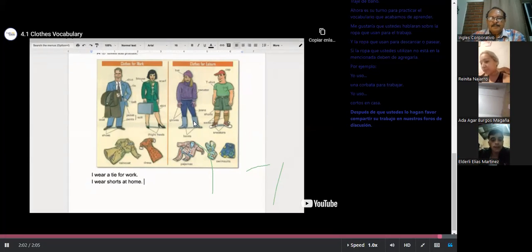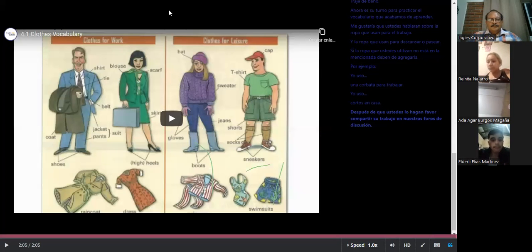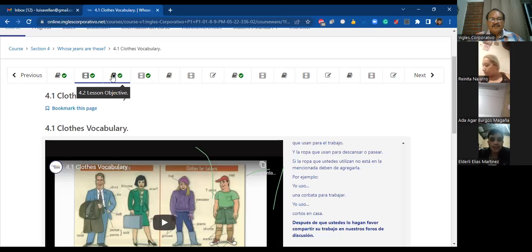Please share your work in our discussion forums. Okay, so then we have the sneakers, the socks, the shorts, the t-shirt. The cap, una gorra, right? Y tenemos el hat, que es como el gorrito, right? O un sombrero también puede ser hat. All right, let's see what else. This is about the vocabulary for clothes.